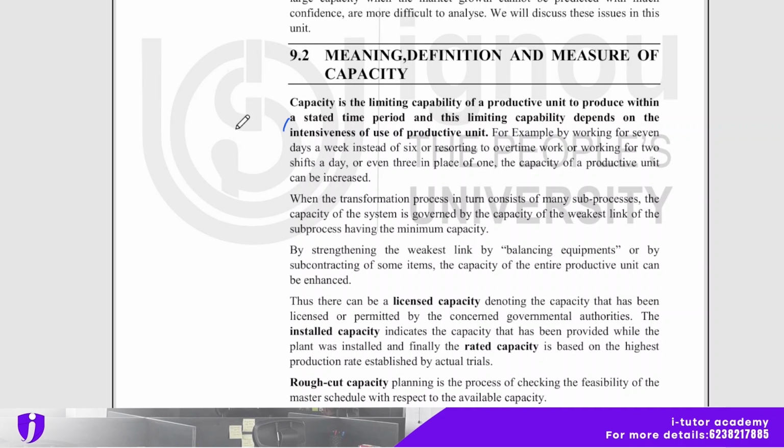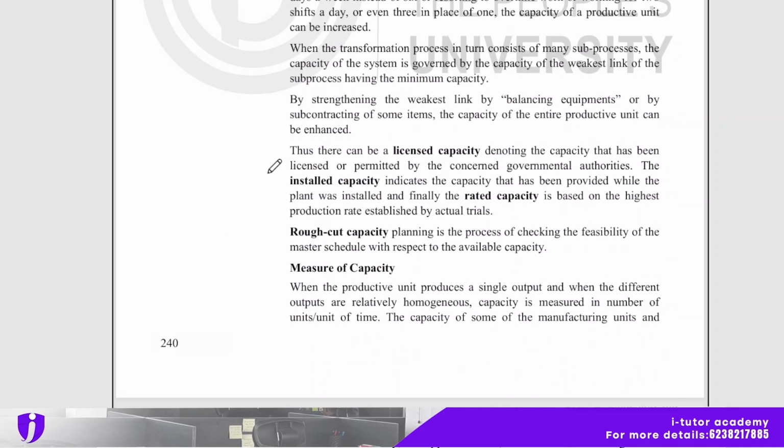For example, by working 7 days a week instead of six, or resorting to overtime work, or working two shifts a day, or even three in place of one, the capacity of a productive unit can be increased. Okay. And when the transformation process in turn consists of many sub-processes, the capacity of the system is governed by the capacity of the weakest link, the sub-process having the minimum capacity.